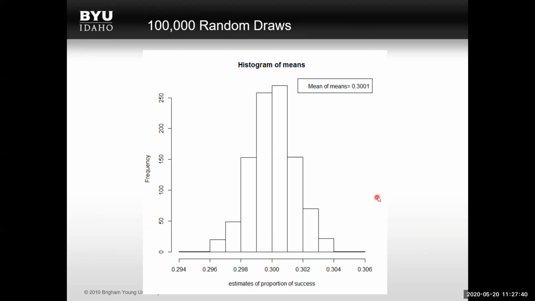I actually simulated it 1,000,000 times, but it took about 10 minutes for R to run the program, and I forgot to save the picture.